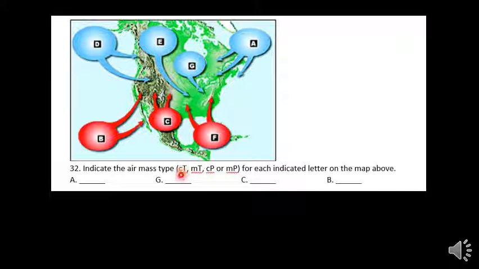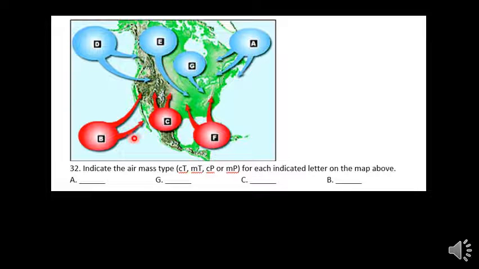C represents continental, and M represents maritime. Continental is going to be dry because it's sitting over continents. Maritime is going to be wet because it's sitting over oceans. Then you combine it with these T's and P's. T is for tropical. Tropical are going to be the warmer areas here to the south. And P's are going to be for polar. Those are going to be for the colder areas up north.